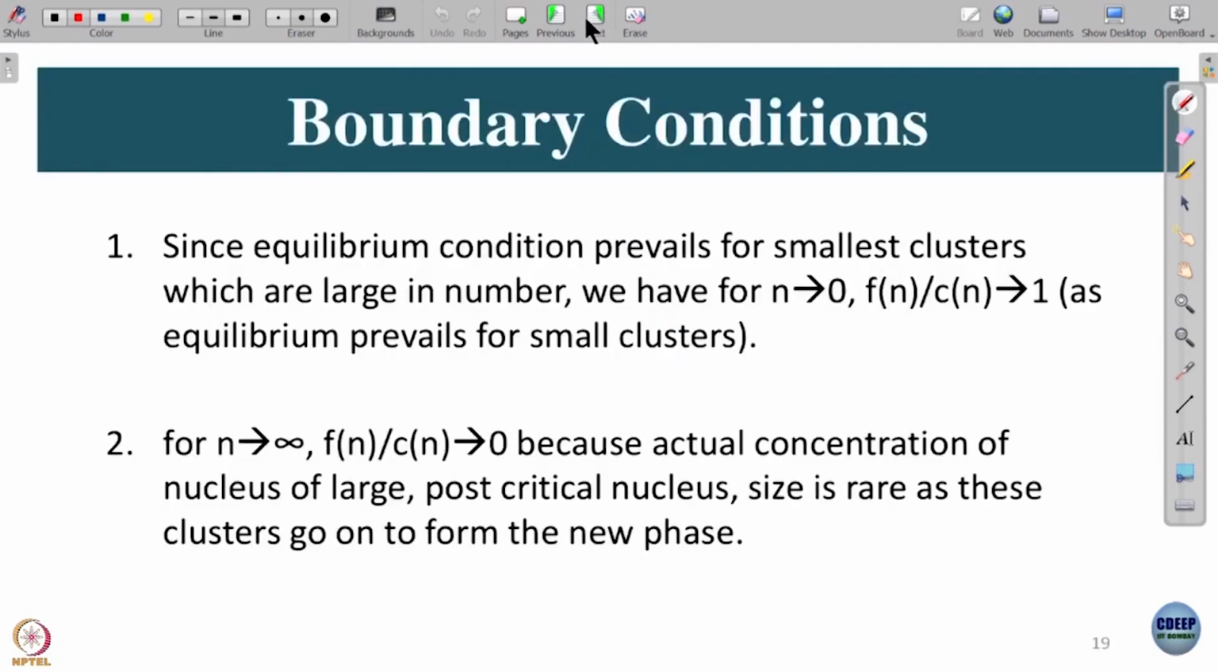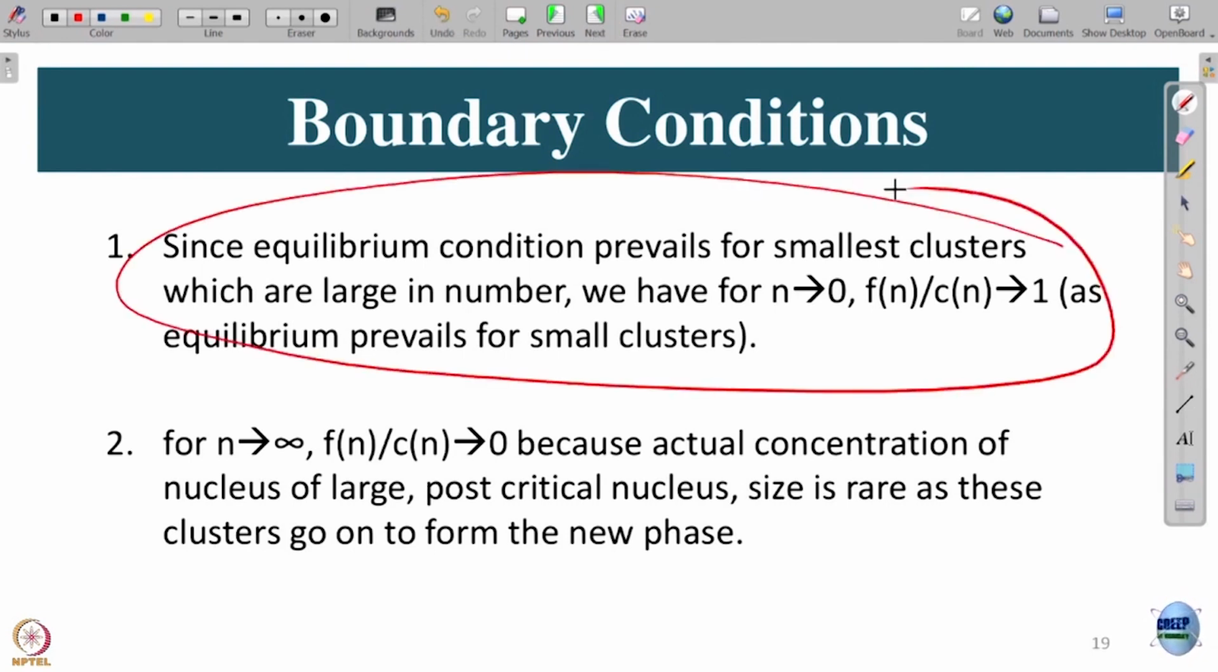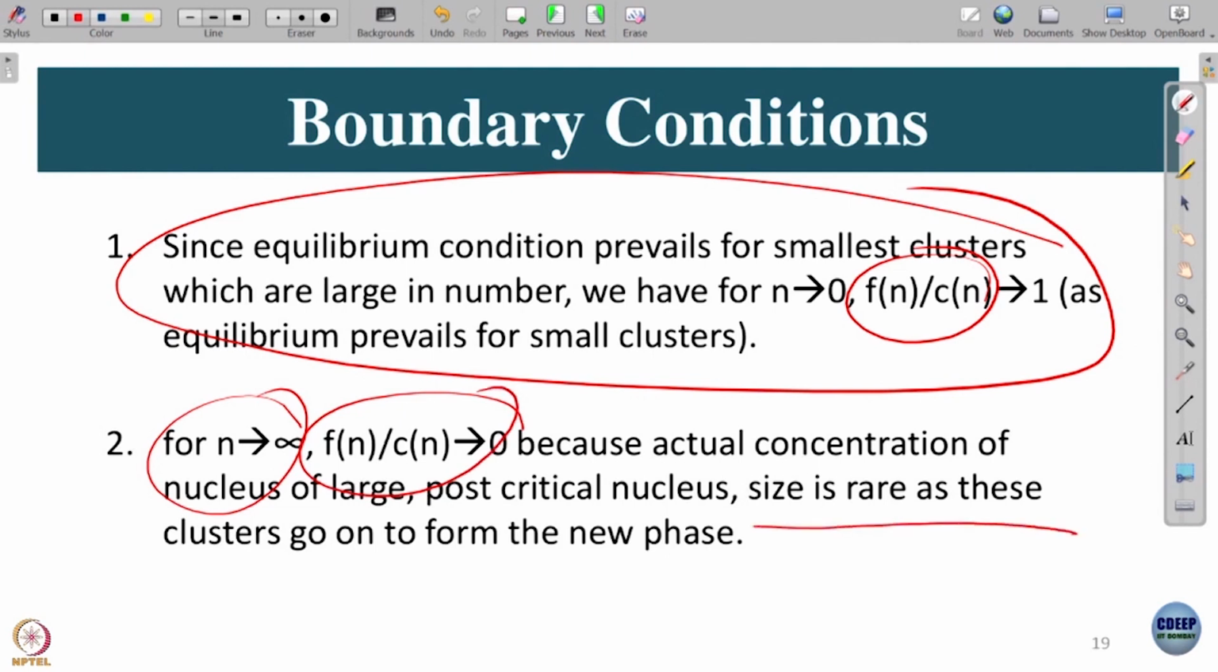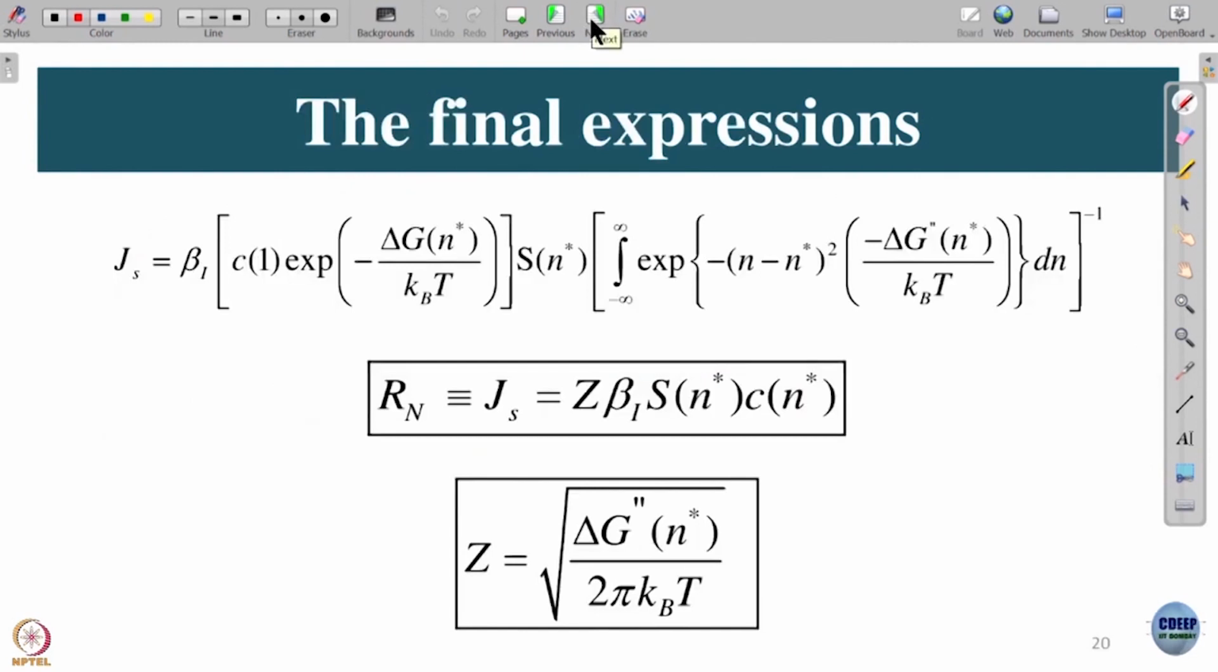This is the thing I said: since equilibrium prevails for the smallest clusters, this F n by C n goes to 1, but when n goes to infinity, this goes to 0 because the actual post-critical size is rare, actually not rare, it is not there. Now I have to calculate the rate.